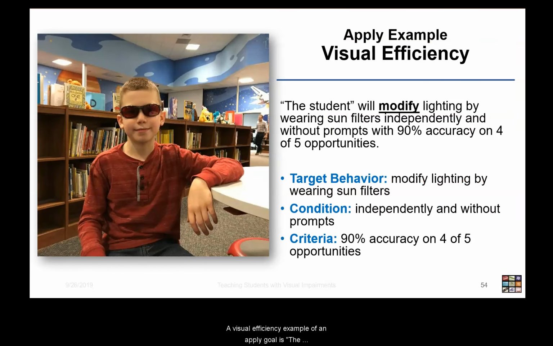A visual efficiency example of an apply goal is a student will modify lighting by wearing sun filters independently and without prompts with 90% accuracy on 4 of 5 opportunities. In this goal, a target behavior is modify lighting by wearing sun filters. The condition is independently and without prompts. And the criteria, 90% accuracy on 4 of 5 opportunities.